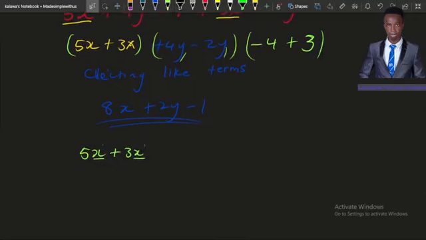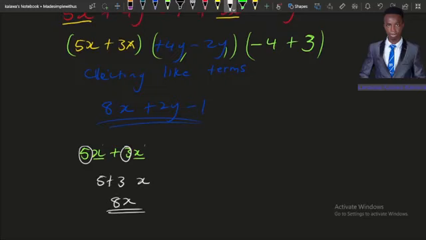So the two coefficients here are, what? We have 5 and 3. So if you have 5 plus 3 and you just take one of the variable, which is x, this will give you 8x. That's why we have 8x.